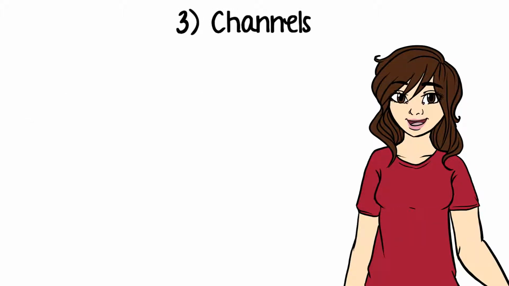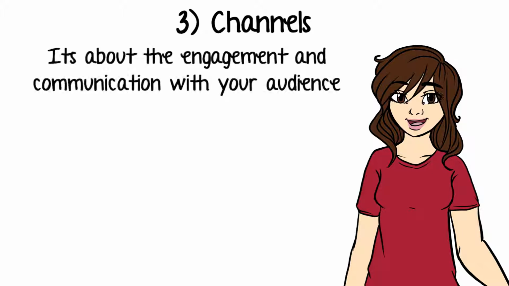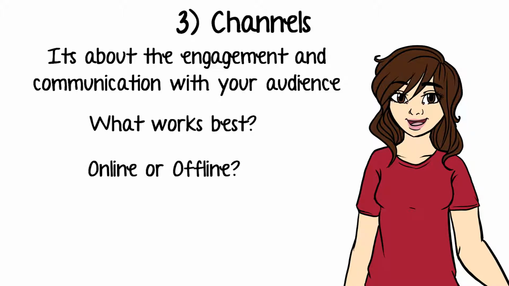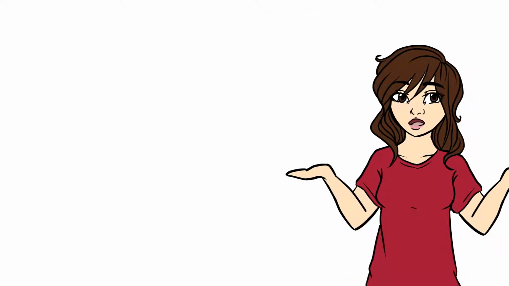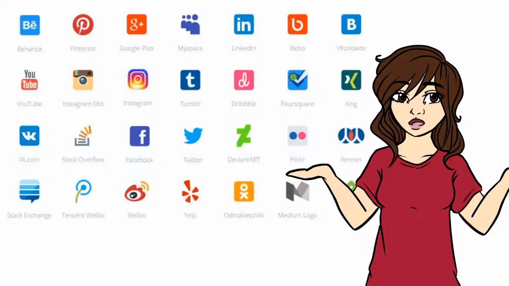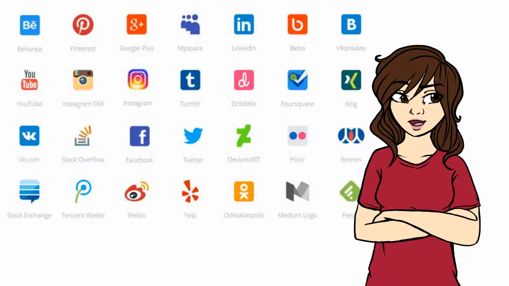Part 3 is called Channels. It's about the engagement and the communication with your audience. What works best? And whether to go about it through the internet, social media, or offline and in person. In this day and age, most artists set up business online and use social media to promote their art to reach more people. As a freelance, being online makes it easier for people to find your work.